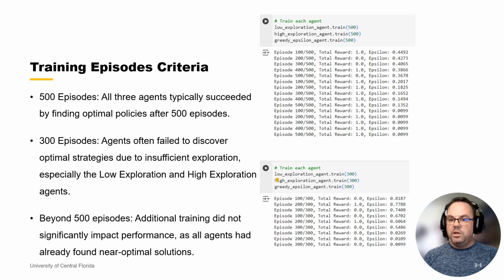This was especially true for the low and the high exploration agents, which needed more time to explore before they could settle on an effective strategy. And for the greedy algorithm, if it did not find one early on, then it did not have enough episodes overall to find anything. On the other hand, training beyond 500 episodes showed diminishing returns. All agents had already converged by this point, so more episodes didn't add much benefit in terms of learning or reward accumulation. Additionally, even with 500 episodes, there were occasions when the greedy agent never found a solution.